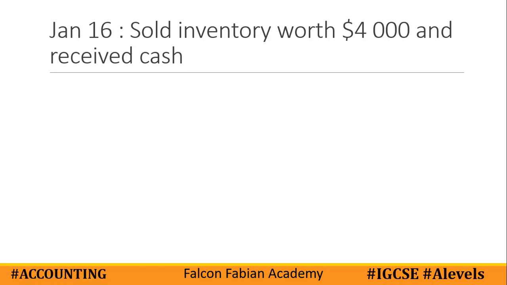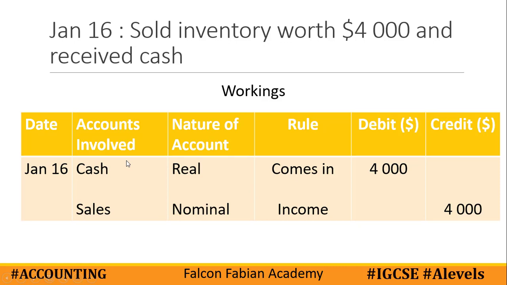So whenever a business purchases inventory, the account name that you are going to use is going to be purchases. And when a business sells inventory, the account name that you are going to use is sales. Again, we will be doing the working first and then writing the journal entry. So we will continue the workings in the same table. You would leave a line and then do the workings for this transaction. So date is January 16th.